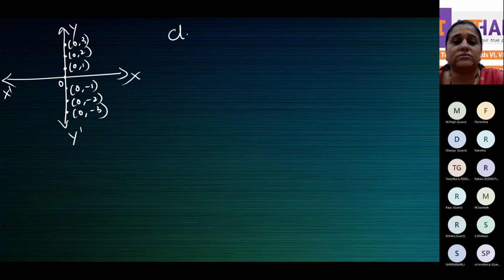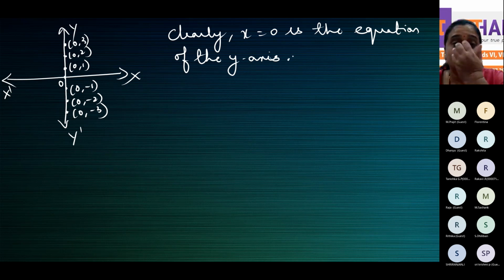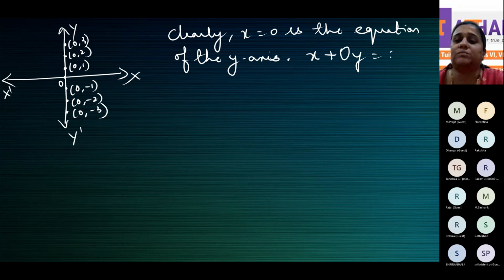Okay, so clearly x is equal to 0 is the equation of the y-axis. If you want to write it strictly in the form where we have two variables, then it is x plus 0y is equal to 0. X is equal to 0, so x plus 0y is equal to 0, in two variables x and y.